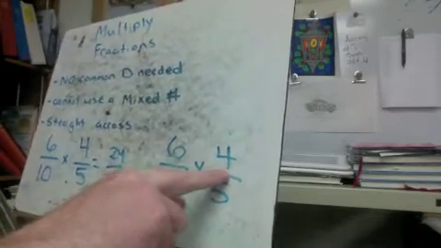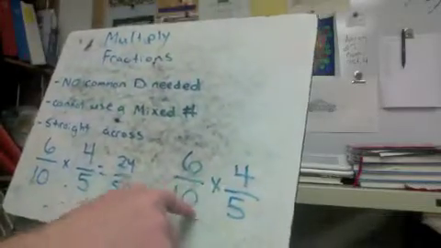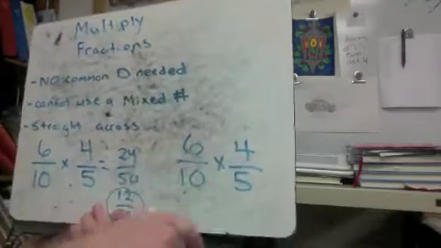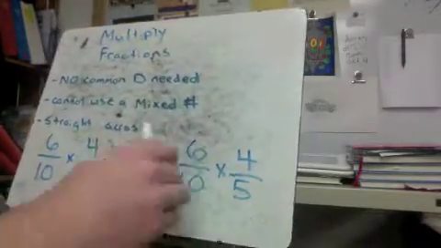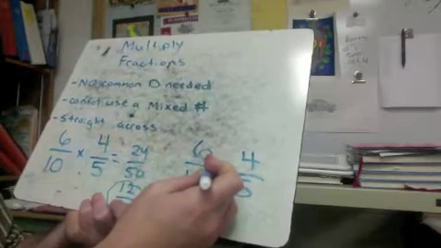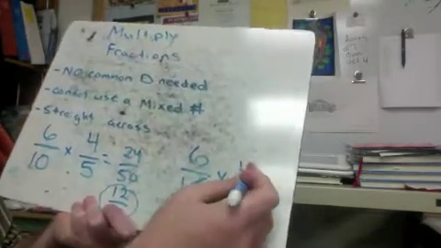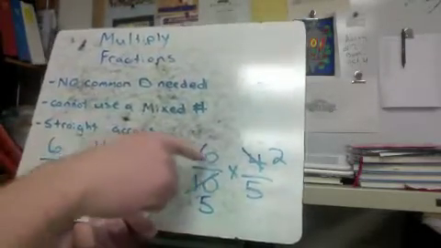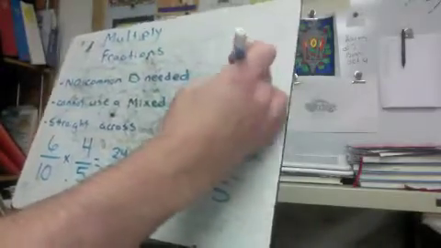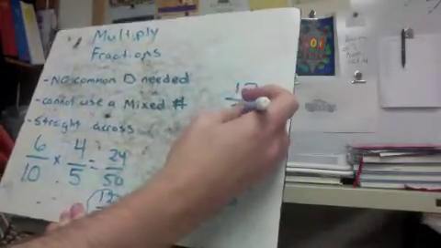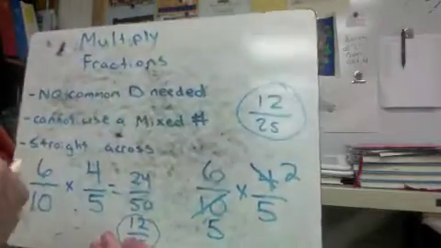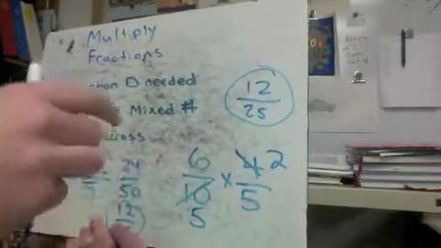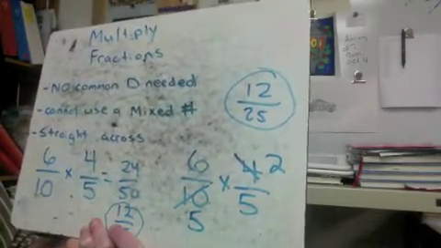But 10 and 4, if we go crossways here, we know that 2 goes into both 10 and 4. So before we start the problem, I can always divide this and this by 2. If I do 10 divided by 2, that's 5. If I do 4 divided by 2, that's 2. Now I can do the multiplication problem. 6 times 2 is 12. 5 times 5 is 25. So it's almost like I just did the reducing before we started the problem. This is something that I would strongly recommend for some of the bigger problems.